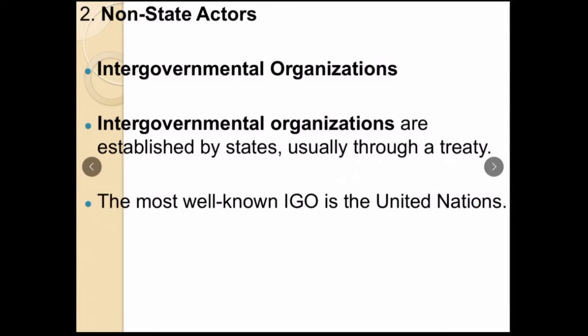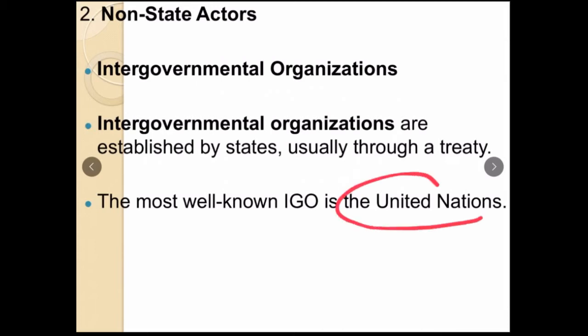Intergovernmental organization means the participation of different countries together, so they participate together to promote or to flourish development, peace and stability, and many more things under the United Nations.